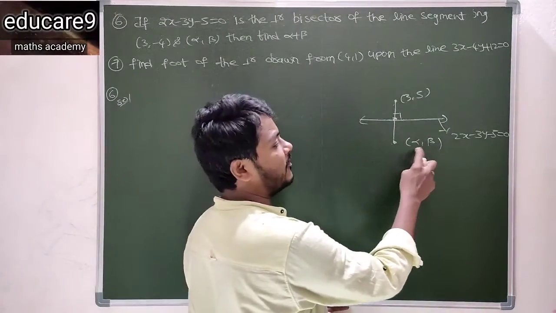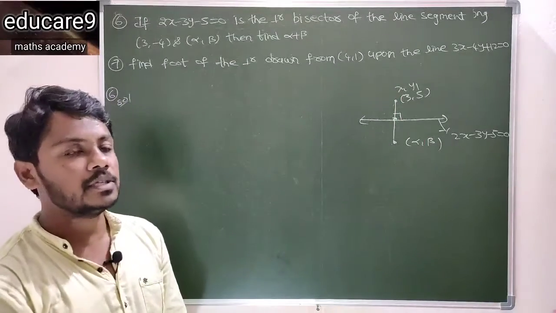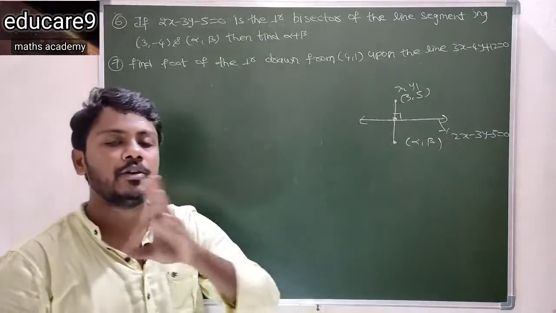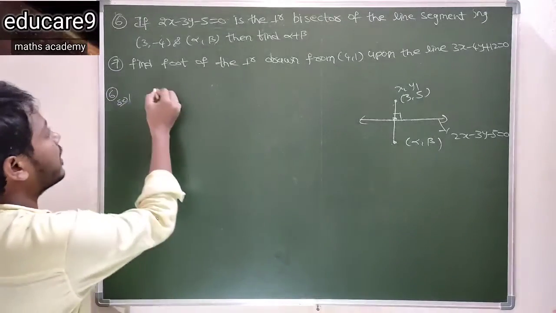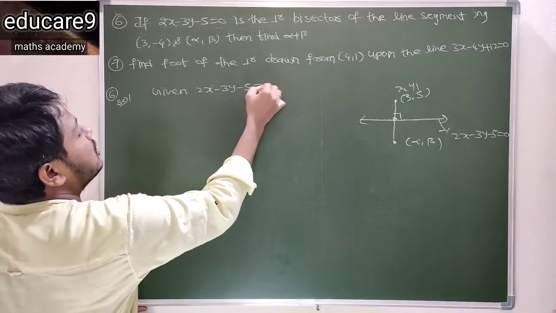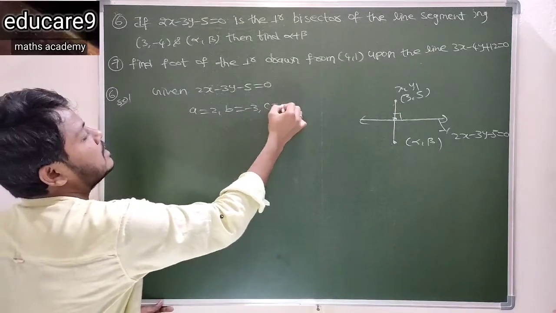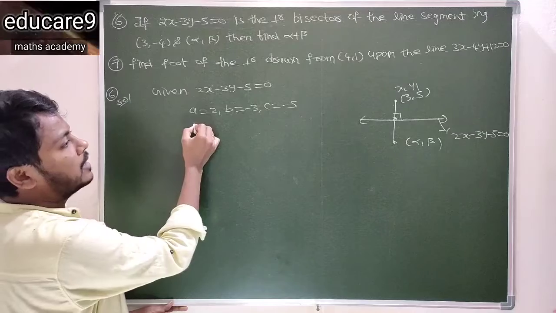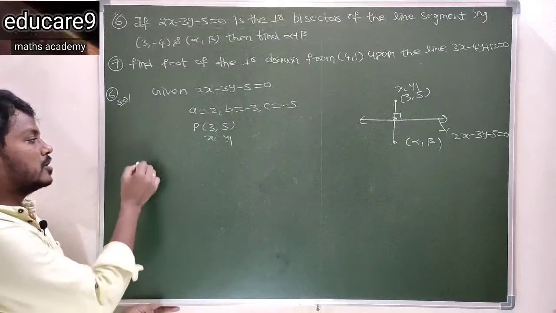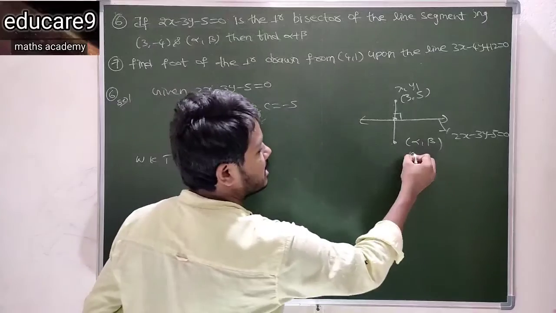Now we have to find alpha plus beta. So before that you need to find alpha comma beta. Clearly this is the image of this point with respect to this line. So here we have to use the image theorem. So see here, the given line is 2x minus 3y minus 5 equals 0. So what are the values? a is 2, b is minus 3 and c is minus 5, and the point is 3 comma 5. So clearly that is x1 y1. So therefore you know that, this is h and this is k.